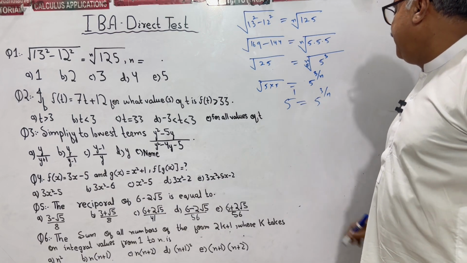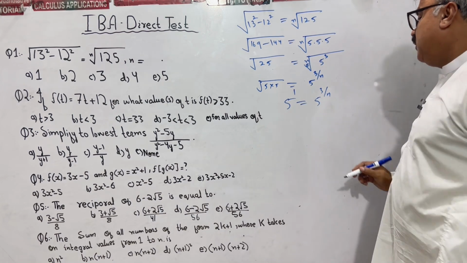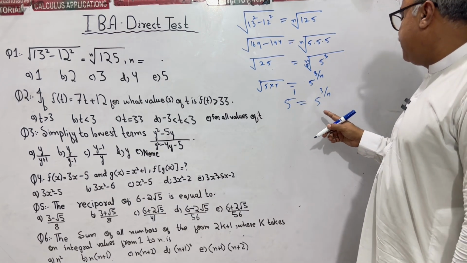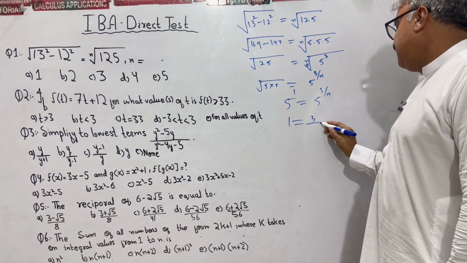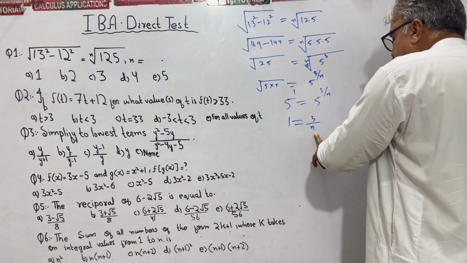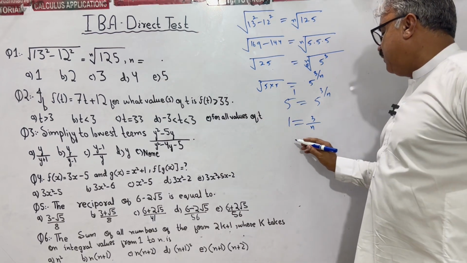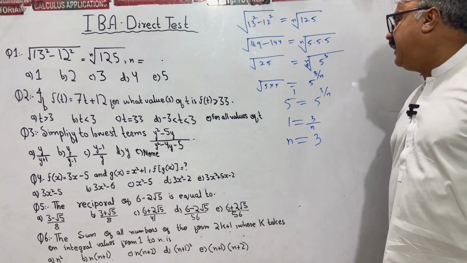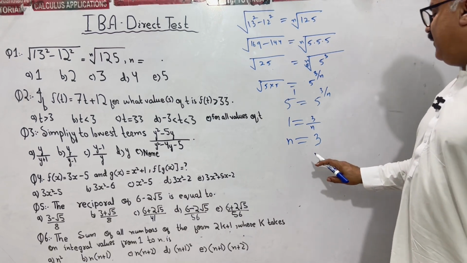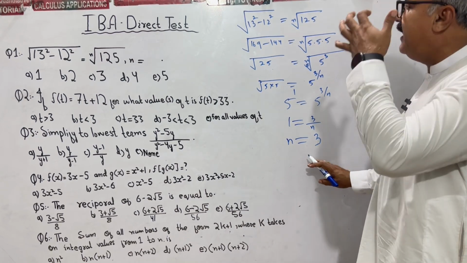Bases are equal. Equality symbol prevails. Bases are equal, therefore powers are equal. I have 2 is equal to 3 over n. Switch n from division to multiplication, from right to left. I have n is equal to 3. So, our value of n is 3.